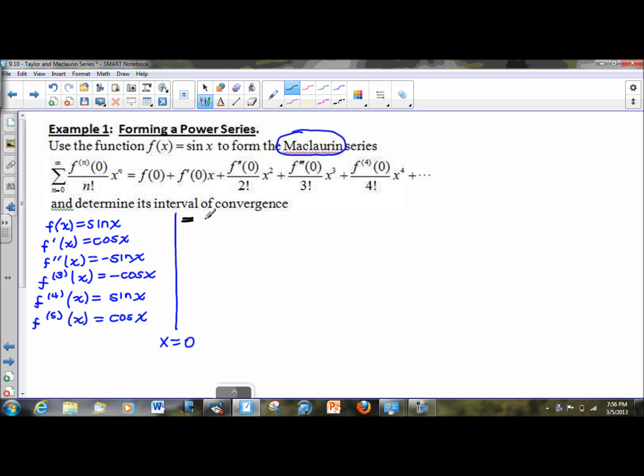Well, the sine of 0, of course, is 0. The cosine of 0 is 1. The sine of 0 is 0. Negative cosine of 0 is negative 1. Sine of 0 is 0. And back to cosine of 0, which is positive 1.